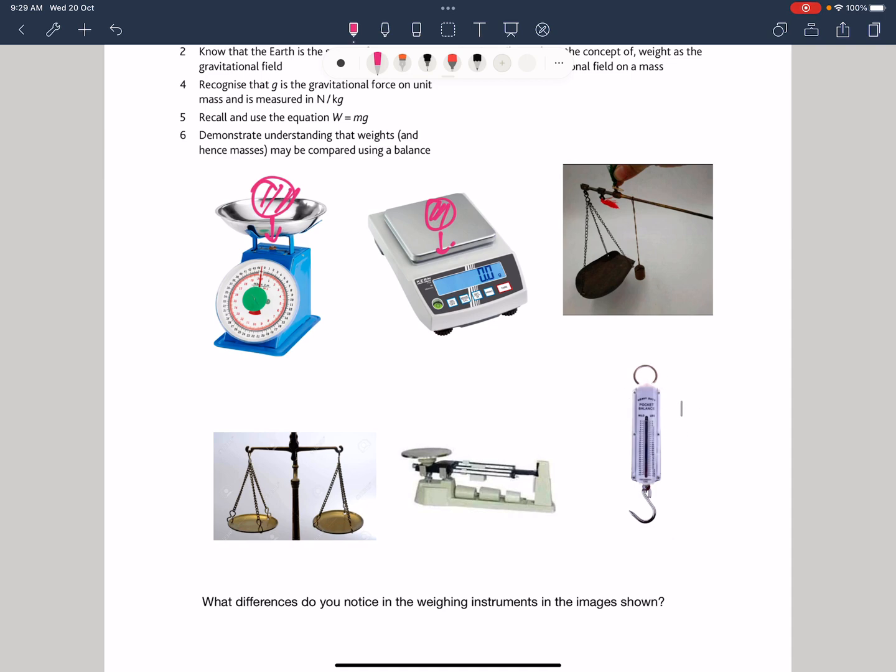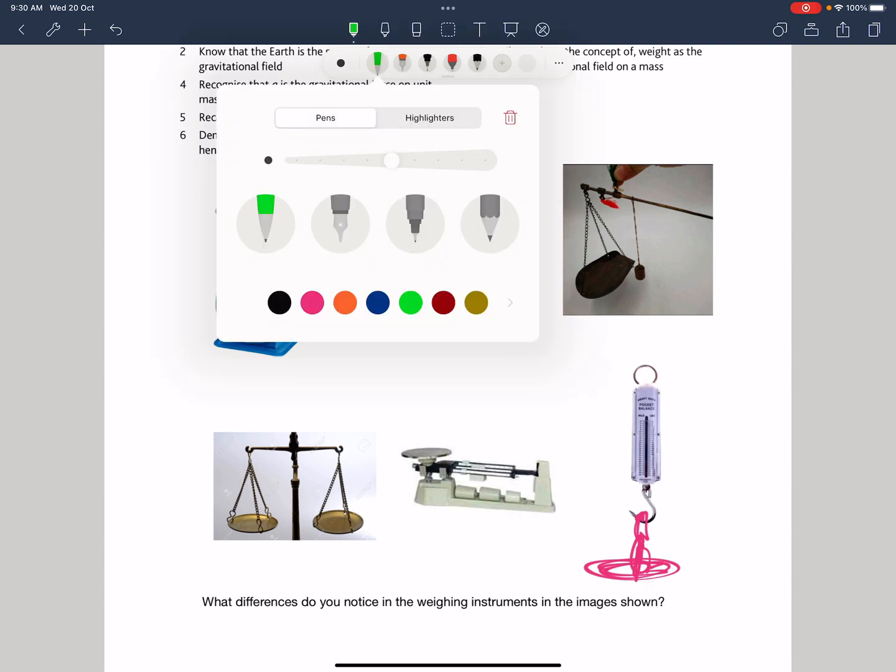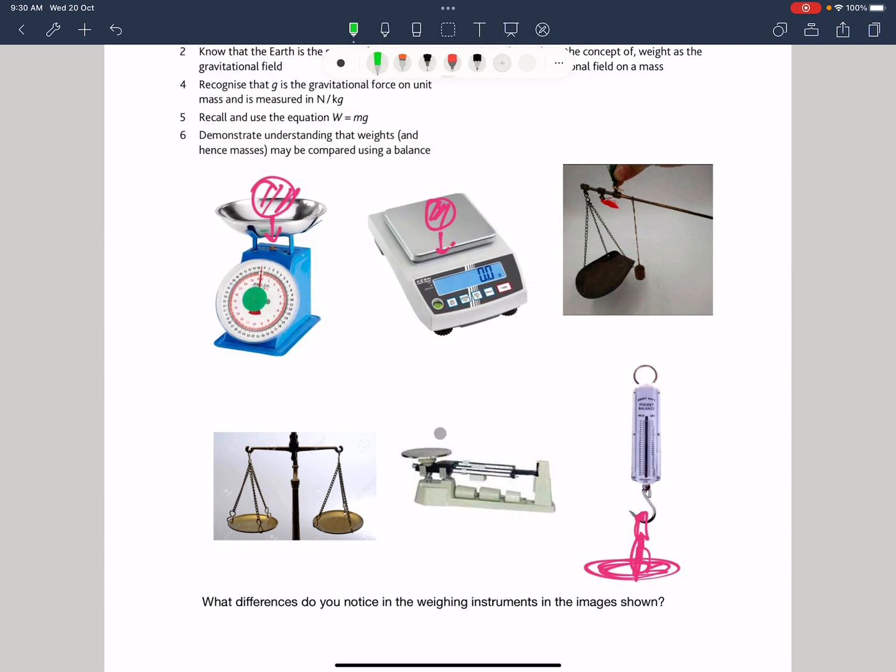Also, this is a spring balance. It works similarly because you hang something there, and then you have the load here. So again, it is like pulling something down. So this is the first type of instrument, compared to the second type.